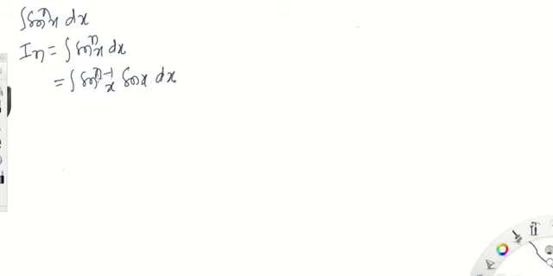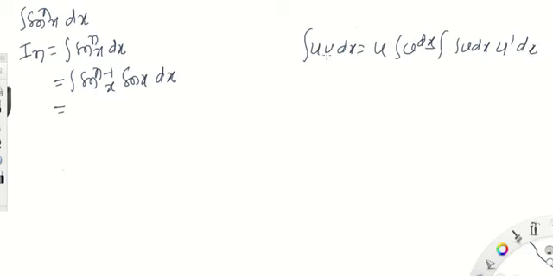Using the theory of indices, I am writing sine to the power of nx as sine to the power of n minus 1 x into sin x. Next we are going to use integration by parts. The integration of uv dx can be written as u into the integration of v, minus the integration of v dx into u dash dx. This is integration by parts. I consider this the differentiable term, and this the integrable term. I am writing like this.